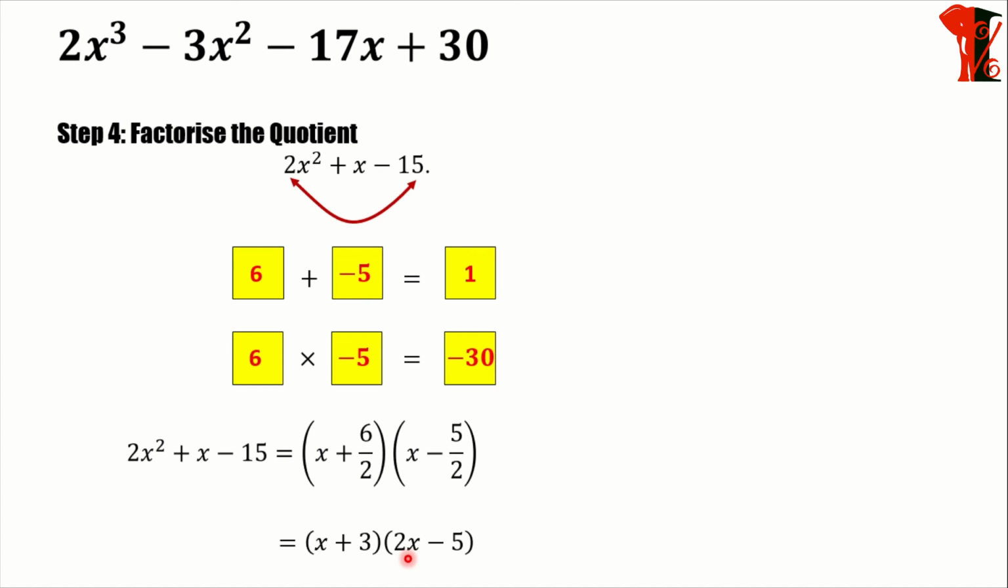So what is the total number of factors now? There are 3 factors. Why 3 factors? Because it's a cubic polynomial. The highest power of the polynomial is 3. That means there will be 3 factors in it.